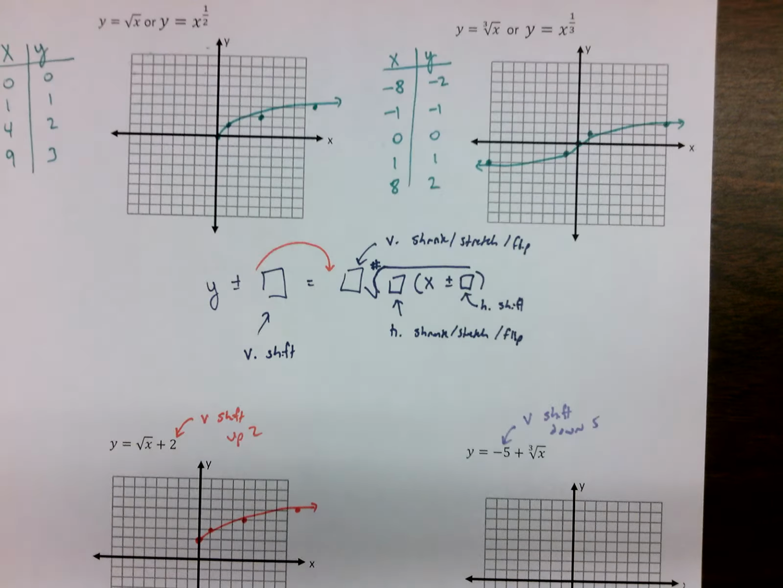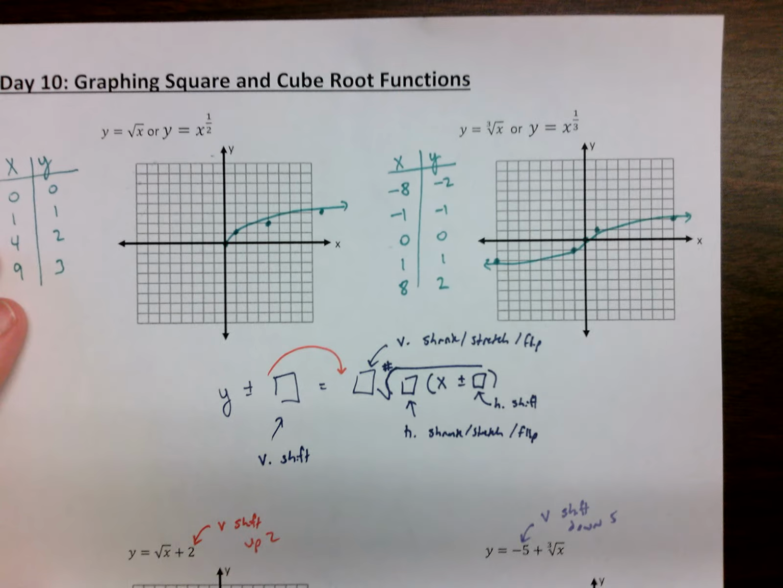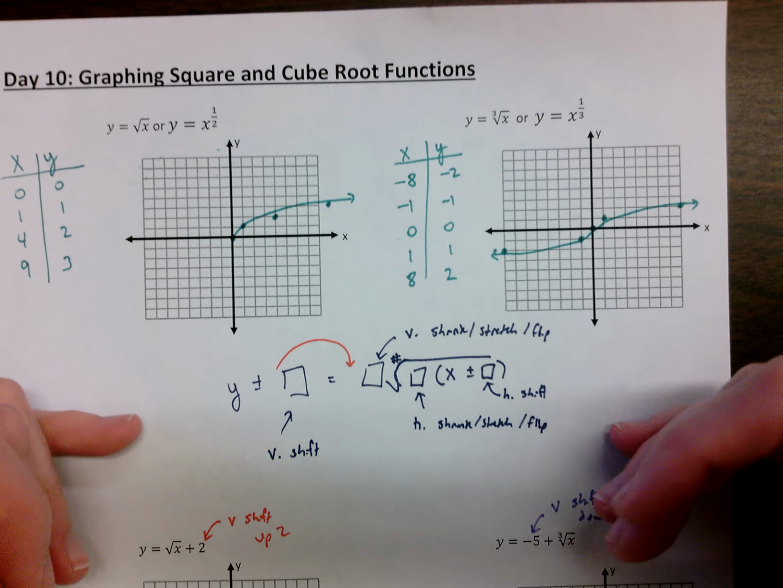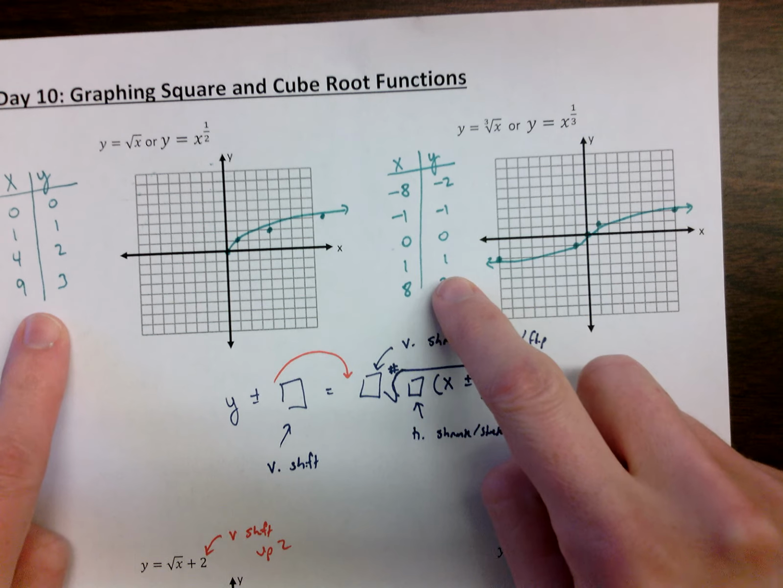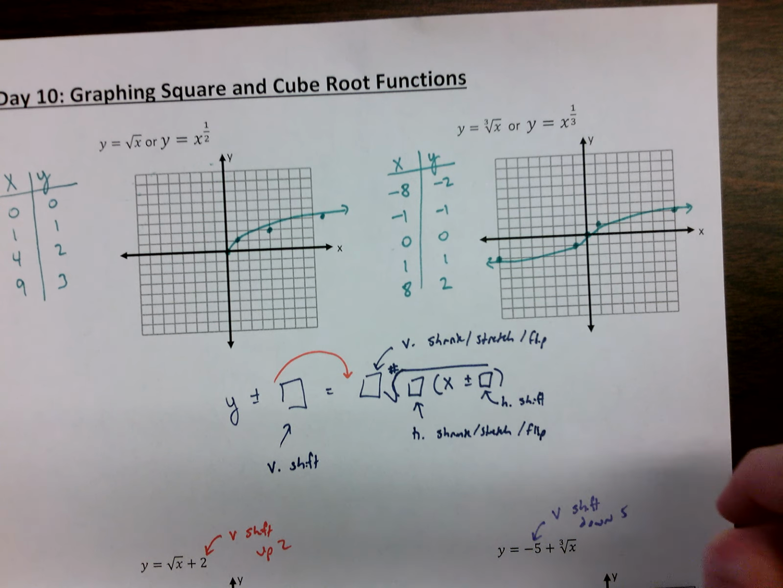Okay, so this is basic graphing of square root and cube root functions. As long as you remember all your transformations, this should not be a big deal. These are easy tables of values to make, right? And then it's just the same transformations that we've been looking at since literally day 1 of this class.